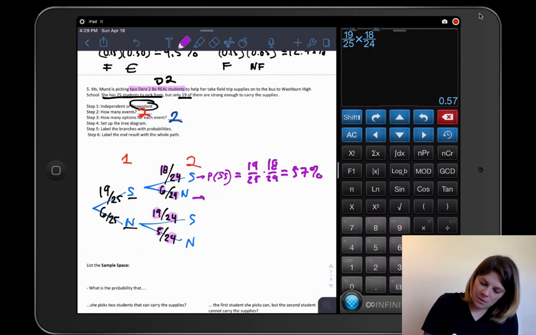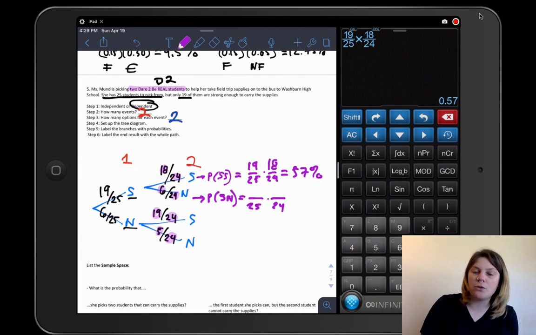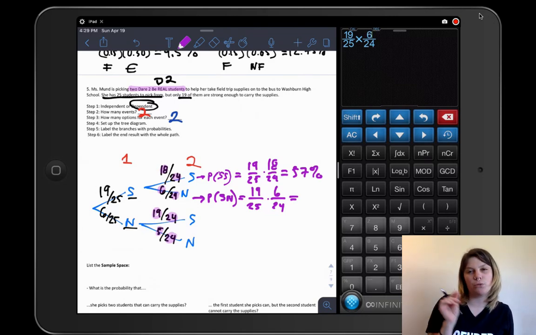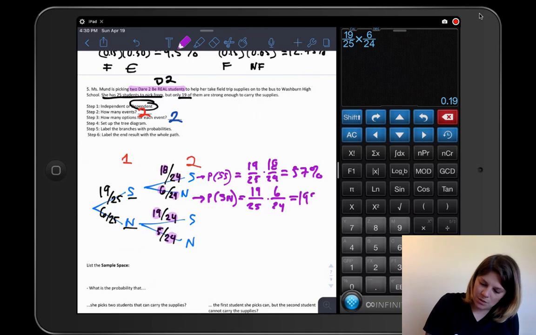Okay, something to be aware of is that although the denominator always goes down by 1, the numerator does not always go down by 1, because in this scenario you're saying strong enough, not strong enough. You're going from 19 to 6, right? So it's just important that you know the difference: the denominator always goes down by 1, but the numerator sometimes does not. And so this would be 19%.